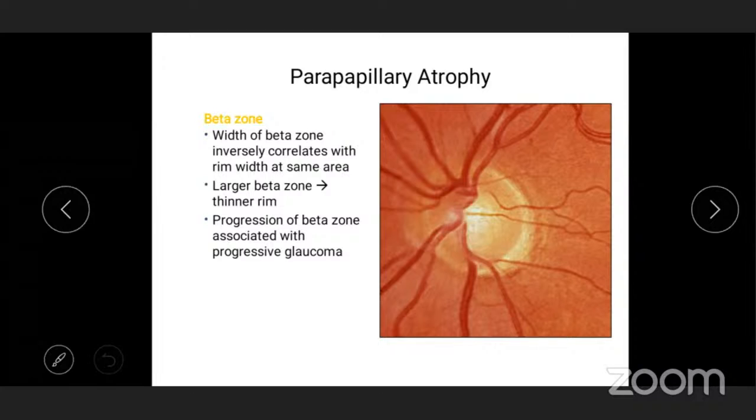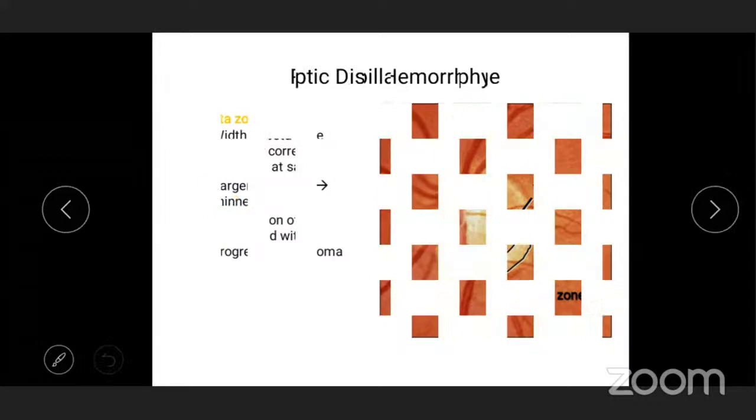Now the third thing to remember for your exams is the typical location, the common location for the beta zone in glaucoma is again the inferior part or the inferotemporal part. In fact, so much so that a large beta zone will correspond to a thinner rim. It will correspond to a corresponding sector RNFL defect. So all these are interrelated, inferotemporal part common, inferior part common.